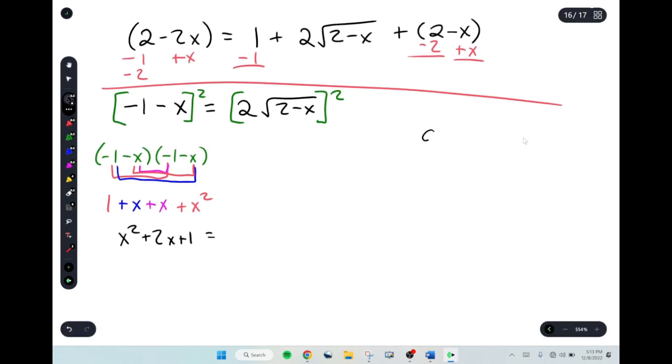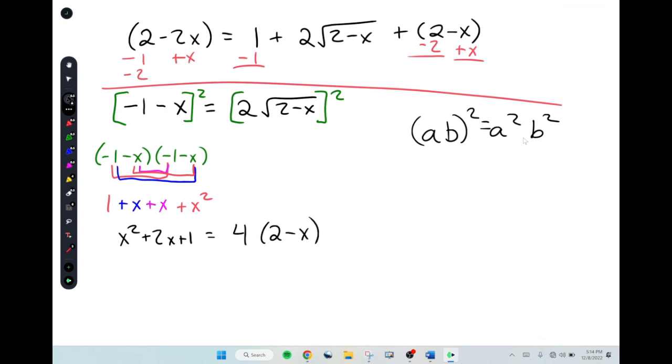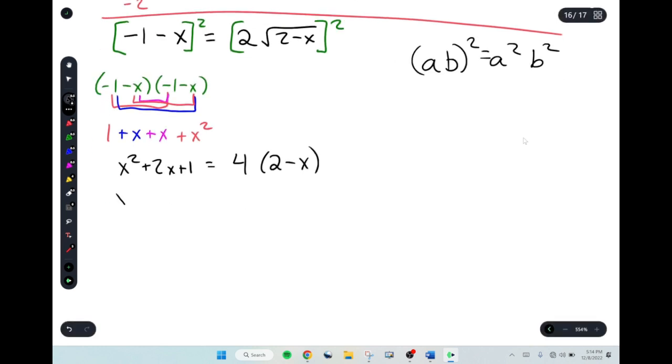Well, this is that property that we talked about before. AB squared is the same as a squared, b squared. So it's just 4 times 2 minus x. That's the hard property to remember. It's the laws of exponents that are always tricky. So now we got x squared plus 2x plus 1 equals 8.